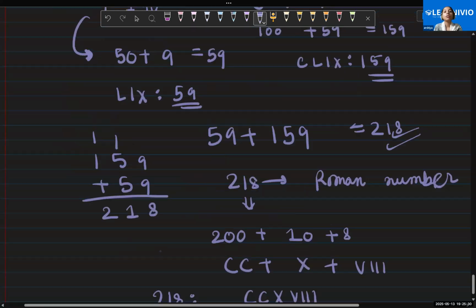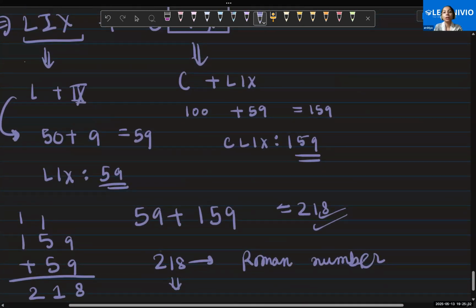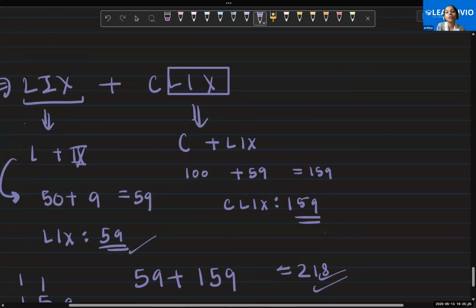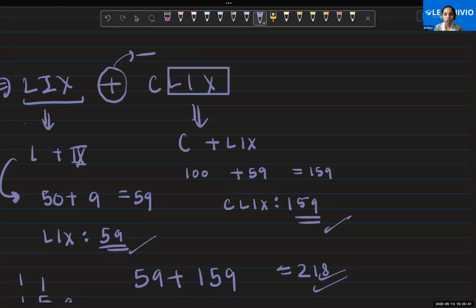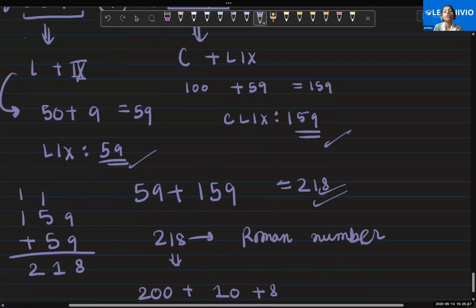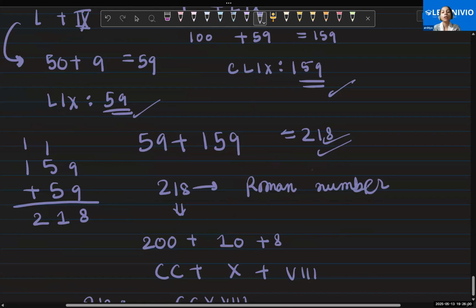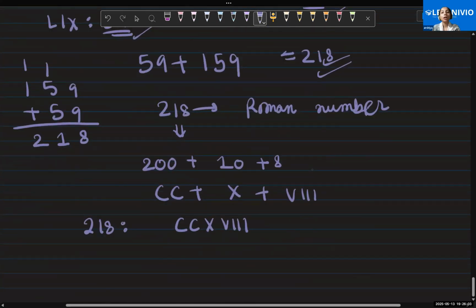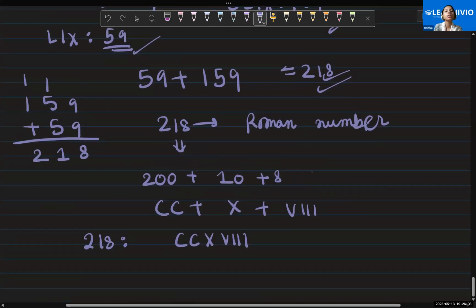Understood? What we have to do: first, we will convert Roman numbers into normal numbers, both of them. Then, they can change the question. They can give subtraction also. Then you will have to subtract both of them. They can also give multiplication. We have one question for multiplication. We'll do subtraction also. But whatever operation or sign is given in between, you'll have to solve according to that. And your final answer, like 218 we got, you have to convert that into a Roman number. Is that clear? Yes. Okay.